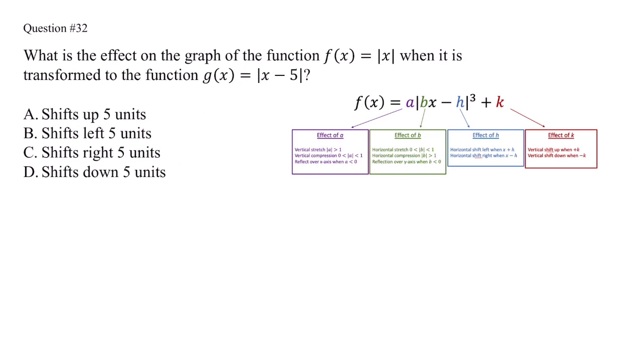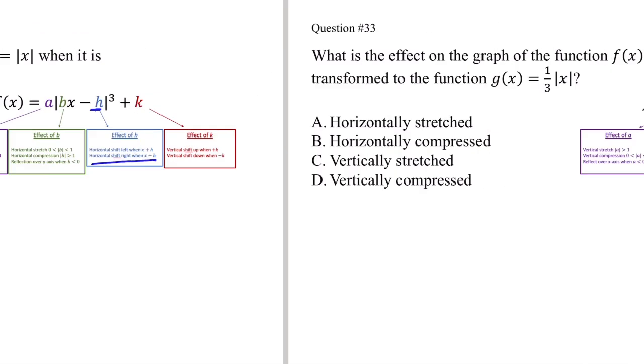So what is the effect on the graph of the function f of x equals the absolute value of x when it's transformed to g of x equals the absolute value of x minus 5? X minus 5 is a value of h. Notice that it is going to be a shift to the right. So it's going to go to the right 5 units.